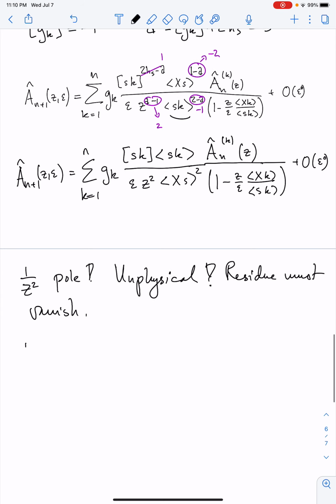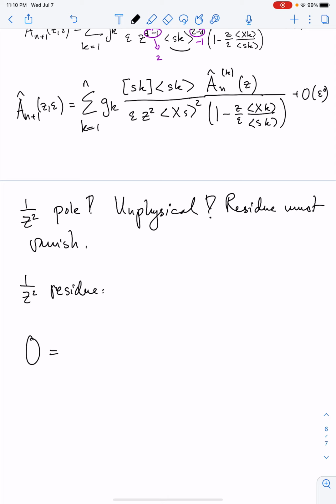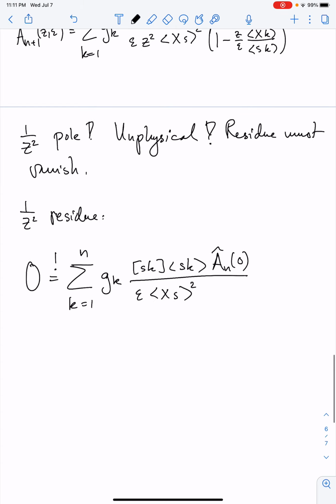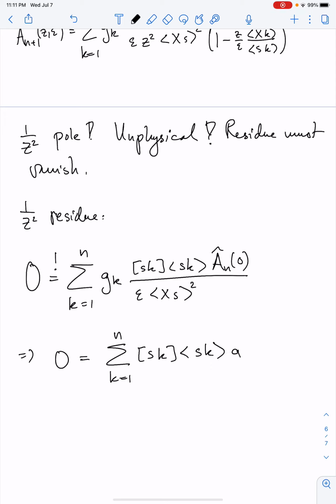So let's compute that residue. So 1 over z squared residue, what do we get? Well, we want it to vanish, so we should require that 0 is equal to the sum over k equals 1 through n of gk times square bracket sk times angle bracket sk, multiplied by the amplitude evaluated at 0, and nothing changes in that, so we can drop the label k. And then we have 1 over epsilon, and we have xs squared, as well as nothing from this angle bracket. Now, taking away things that don't depend on k, this is equivalent to requiring that 0 is equal to the sum over k equals 1 through n of sk square bracket times sk angle bracket multiplied by gk.